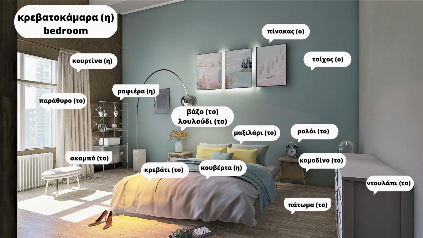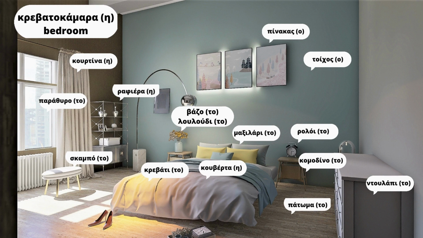Next to the bed, we have some small furniture, which are called usually το κομοδίνο. We have them from both sides of the bed. Το κομοδίνο. Singular form. And if we want to use this word in a plural form, we will say just τα κομοδίνα. On the top of the furniture, we also have το ρολόι, the watch. We already had this word in the previous slides. We also have again το βάζο and το λουλούδι, which is the vase with the flower in it.